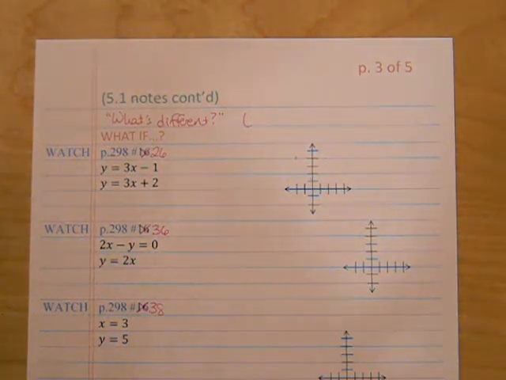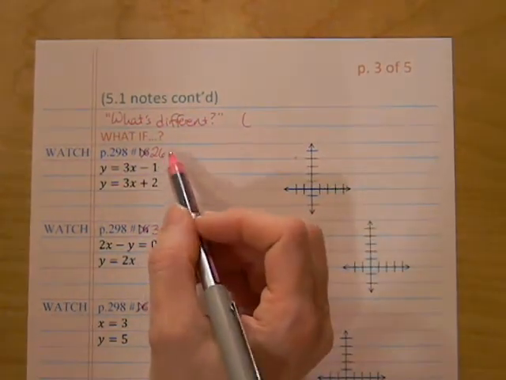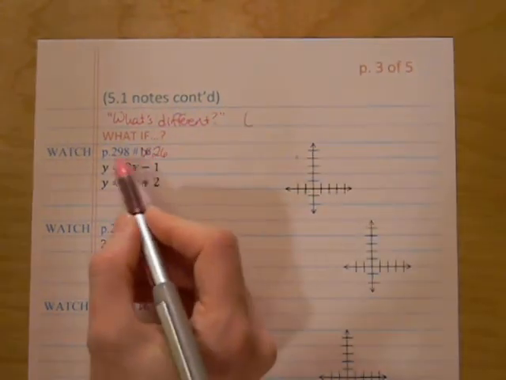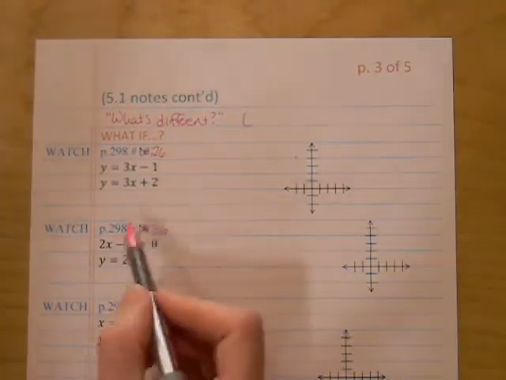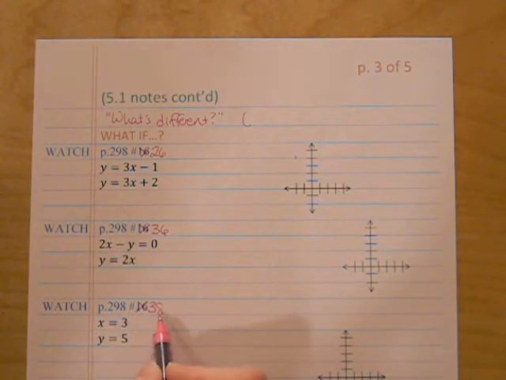We're on page 3 of the notes here in 5.1, and I wanted to point out a couple typos for you. Sorry about that, but this is page 298, number 26 that we're going to look at, page 298, number 36, and finally 298, number 38.